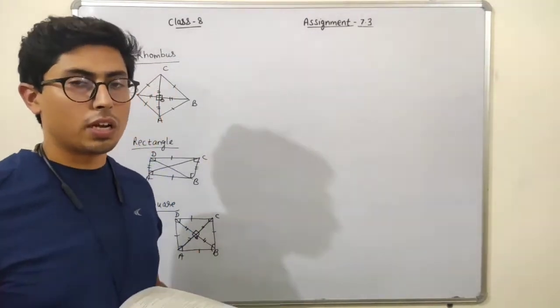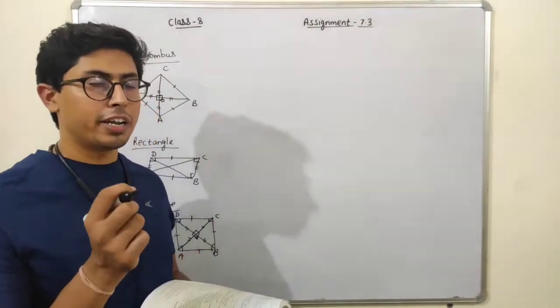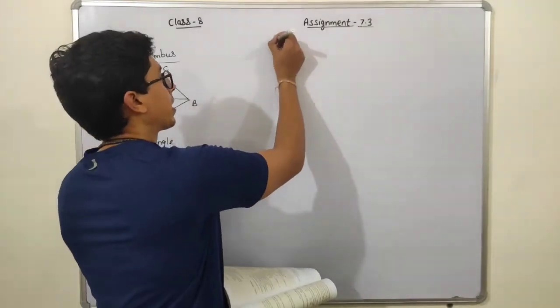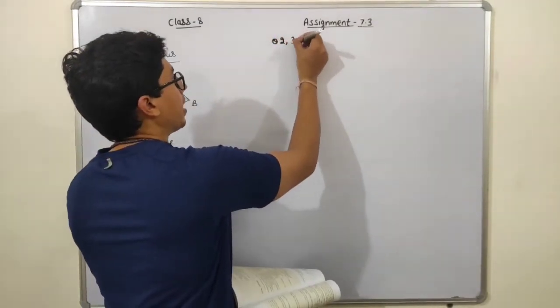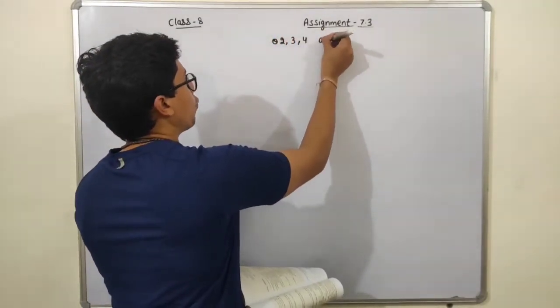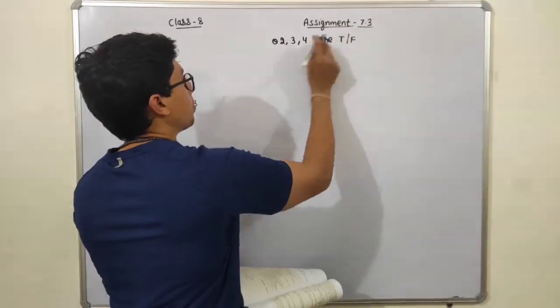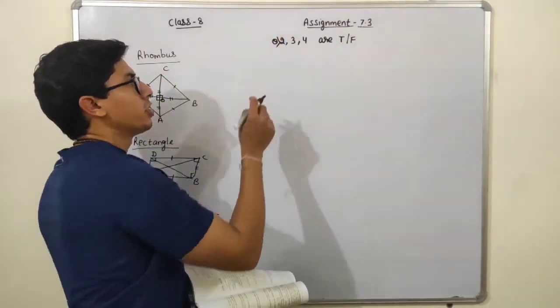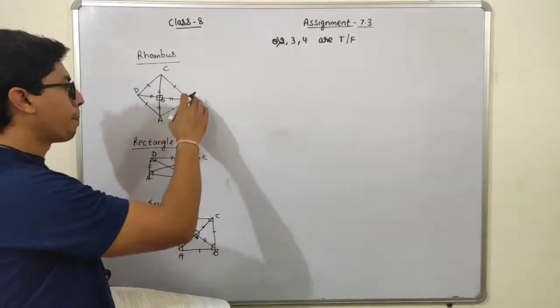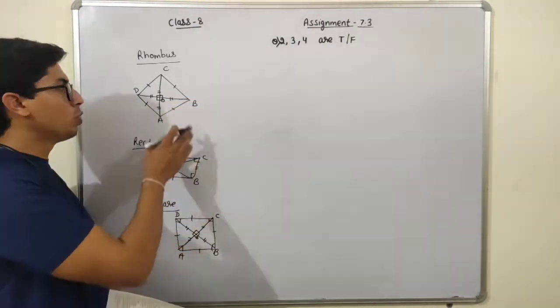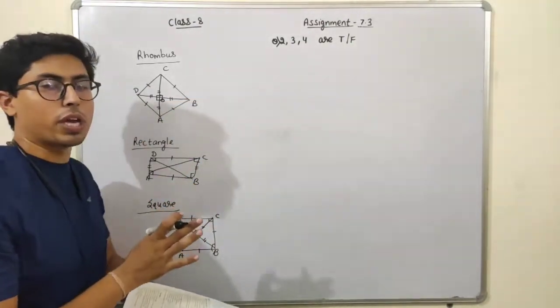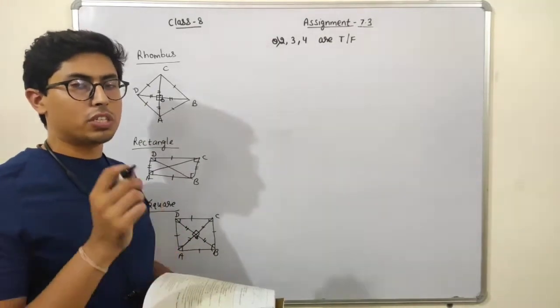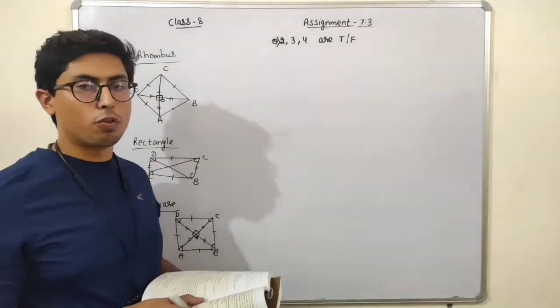Okay, students. Now question numbers second, third, and fourth are true/false questions based on the properties that I have discussed with you along with these three. Okay. So just do one thing, students: do question numbers second, third, and fourth by yourself.